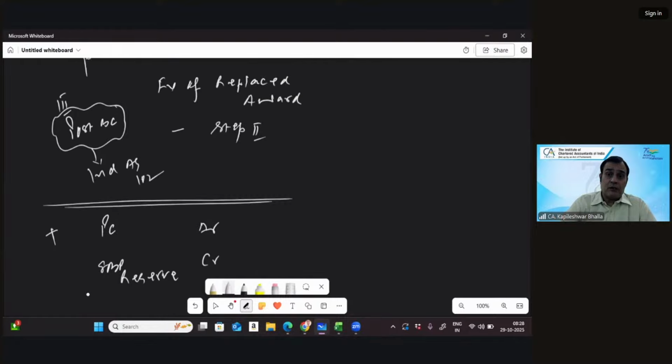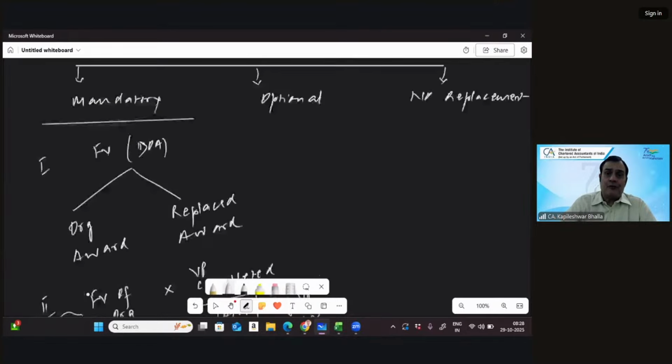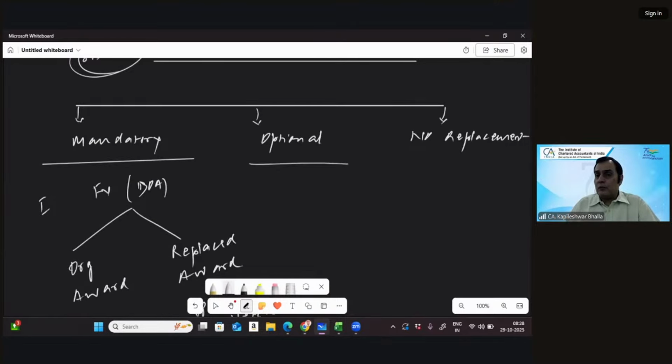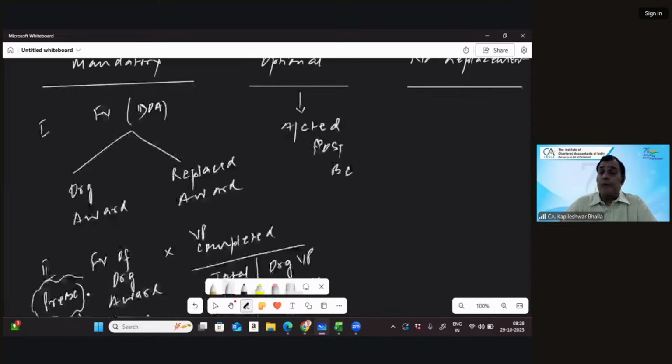Okay, this is on the combination 1, which is a mandatory replacement. Now comes the other one, if it is a case of optional replacement and if it is a case of no replacement. Well, if it is a case of optional replacement, then nothing is taken as a part of the PC. If it is optional replacement, it is accounted post-business combination only. So basically, you need to apply Ind AS 102 in this particular case. Nothing is to be taken as a part of the purchase consideration.